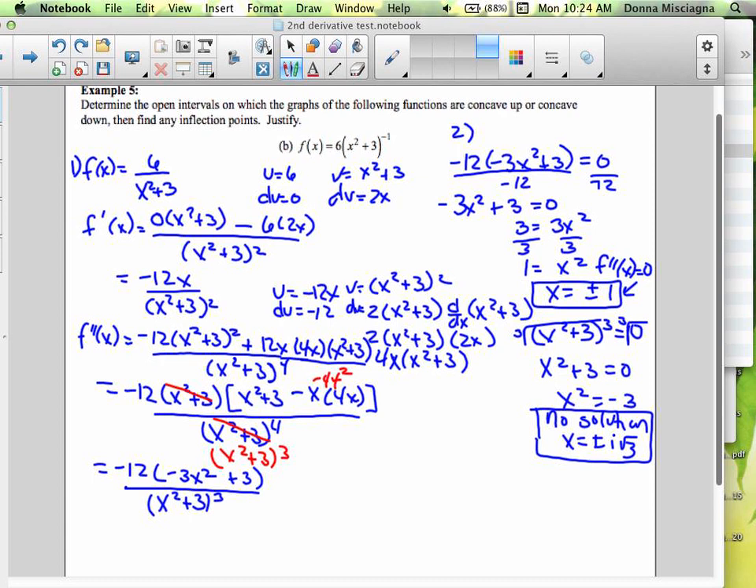So we have only 2 possible inflection points. Those are our possible inflection points. And we'll do the sign chart. This one took, as you can see why I only did 1 per page. Feel free to add extra paper in your book if you need to. All right, so sign chart.